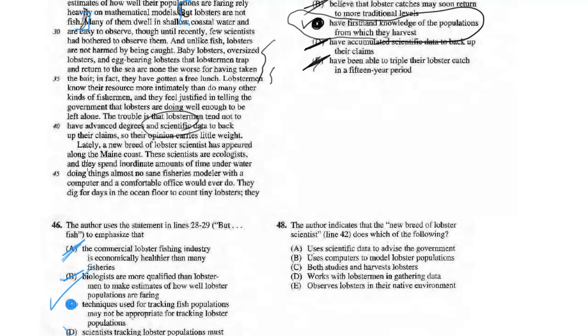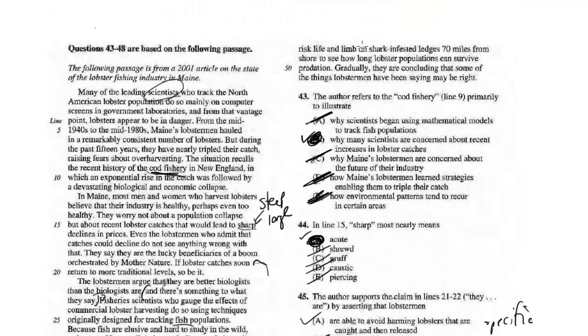Let's see. Lately, a new breed of lobster scientists has appeared along the Maine coast. Okay, here we are. These scientists are ecologists, and they spend inordinate amounts of time underwater doing things almost no sane fisheries modeler with a computer and a comfortable office would ever do. They dig for days in the ocean floor to count tiny lobsters. They risk life and limb on shark-infested ledges 70 miles from shore. Gradually, they are concluding that some of the things lobstermen have been saying may be right.